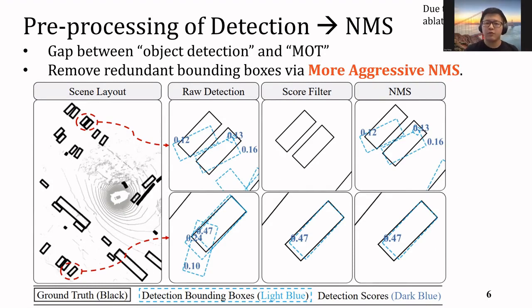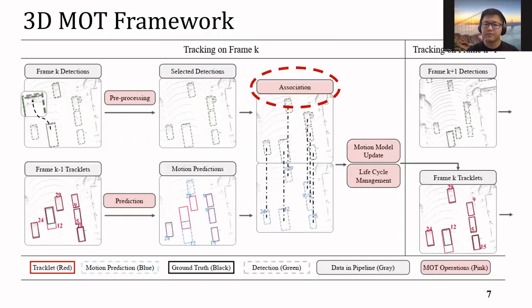Then we propose to remove the redundant bounding boxes via a more aggressive NMS. And compared to score filtering, this more aggressive NMS is even better because it can keep the spatial diversity of the bounding boxes. And the second part we focus on is how we can do better association.